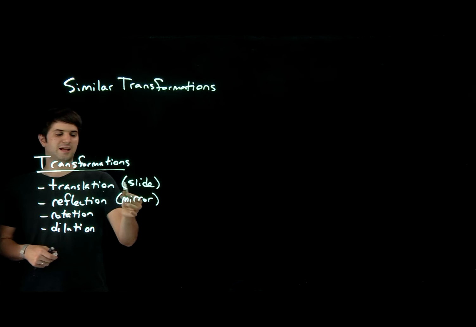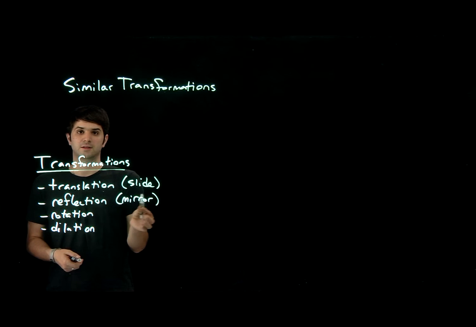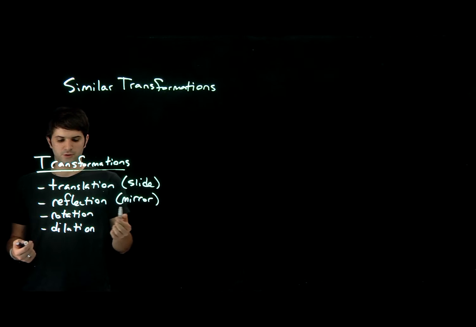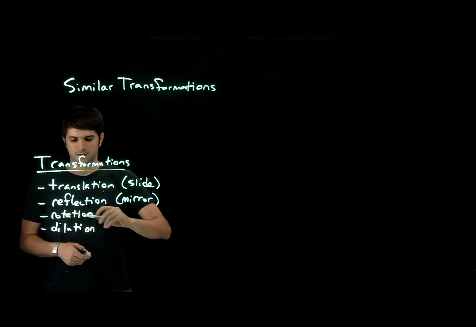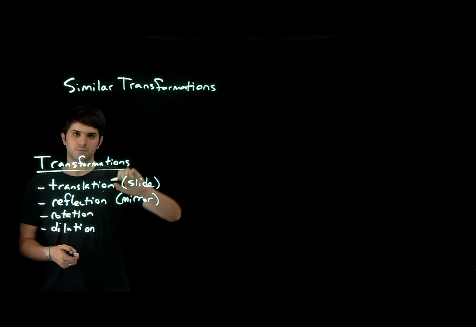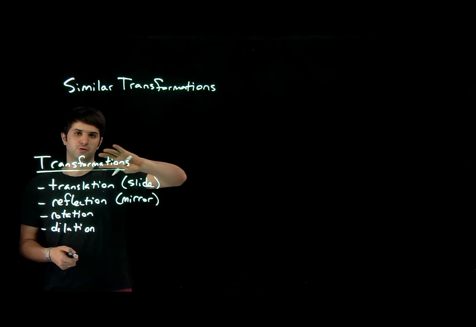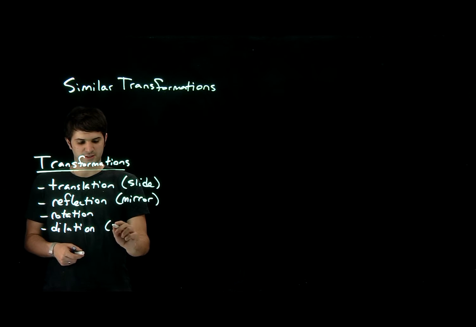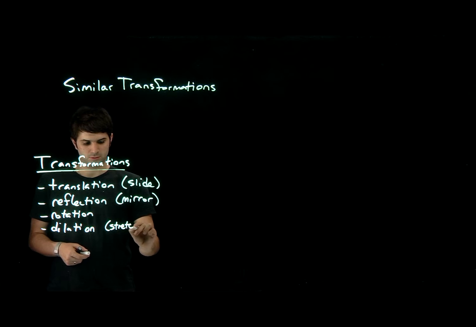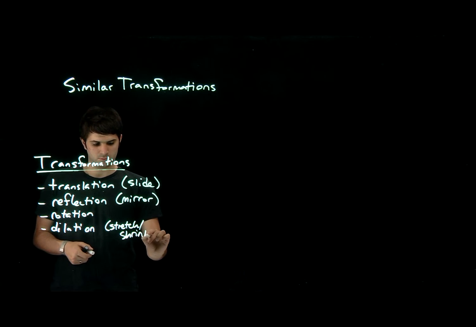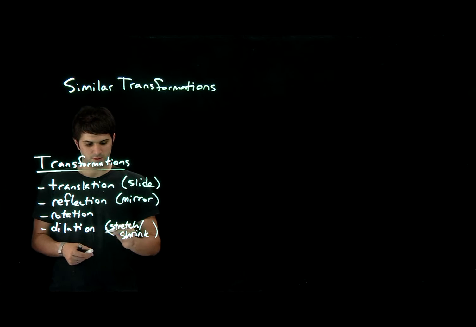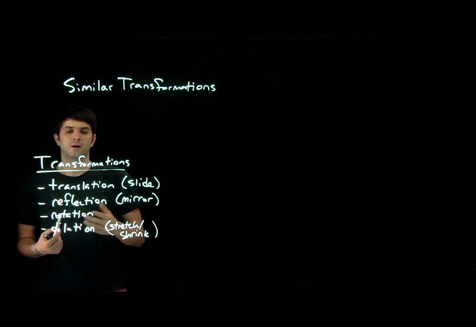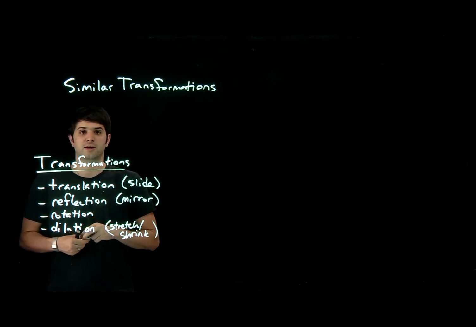So you can slide a shape anywhere. You reflect, generally you reflect across a line. Rotation is when you have a point and then you rotate the object around that point. And finally, dilation is a stretch or shrink. Okay. So these are our four basic transformations.